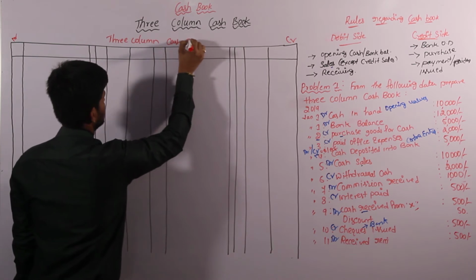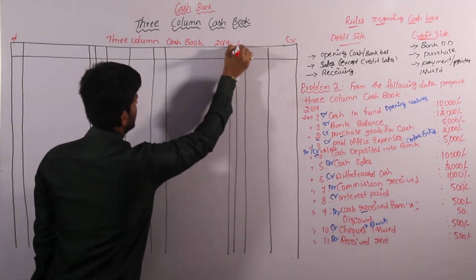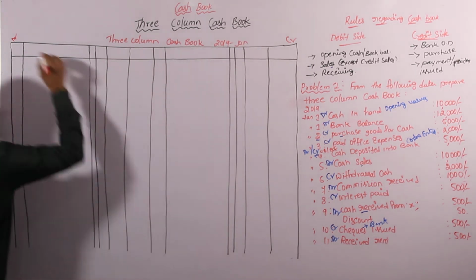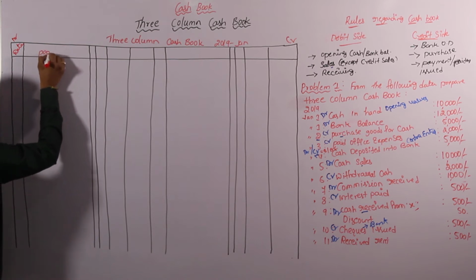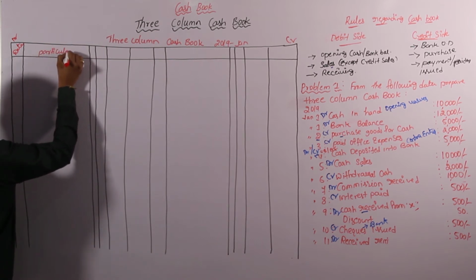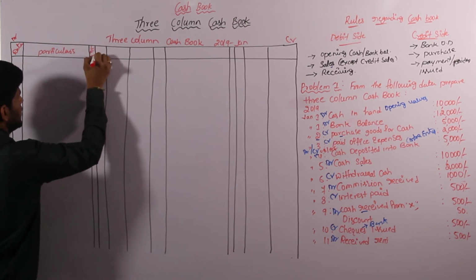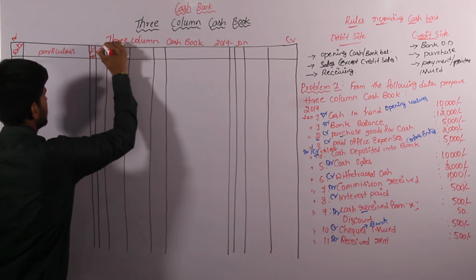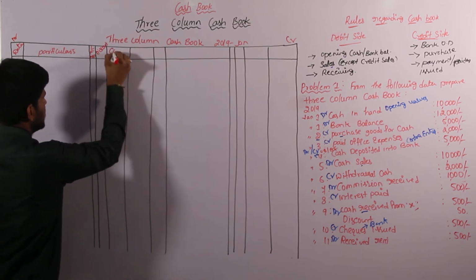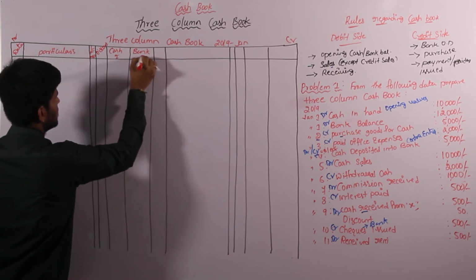3-column cash book. 2019 January. The first column is for date and the next column for particulars. Here is the LF number. LF number means ledger folio number. This column goes to discount, this one to cash amount, and here bank amount.